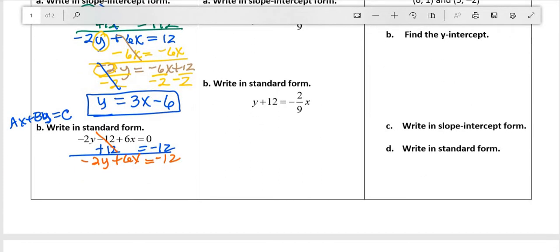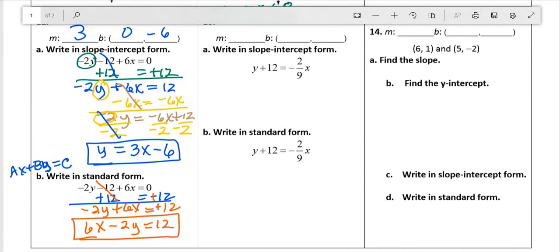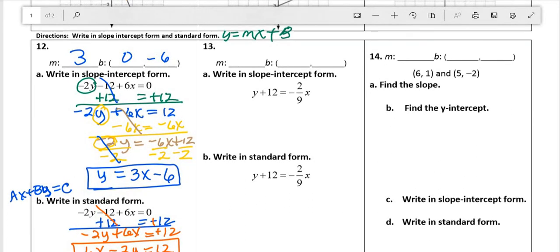So I have the x and the y on the same side, but we're going to write the x first. So I'm going to change this up and it's going to be 6x minus 2y equals, and that will be a positive 12. So this right here is in standard form. If you have to write this other one, look at the next example right here.